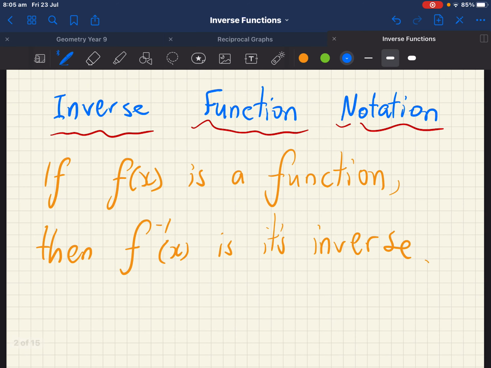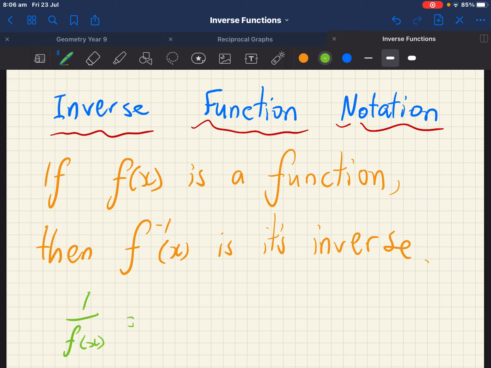Firstly, what is the notation we use for inverse functions? If f(x) is a function, then f^(-1)(x) is its inverse. And just to be really clear, this is different from the reciprocal, 1 on f(x).